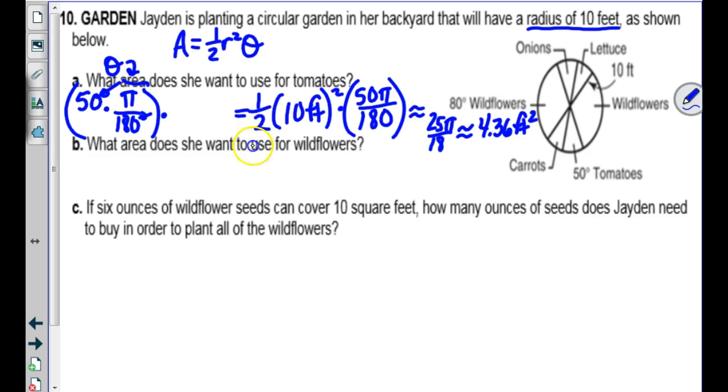Okay, what does she want to use for wildflowers? Just ask us to go back and look. Wildflowers is 80 degrees, I'm sorry. So it's 80 times pi over 180 to get it into radians. And then the formula is 1/2 r, which was 10 squared, times theta. Let's see, 10 squared would be 100. Half of that would be 50.